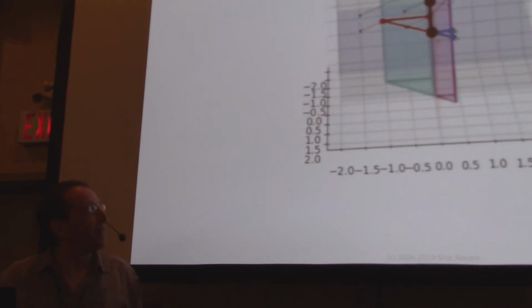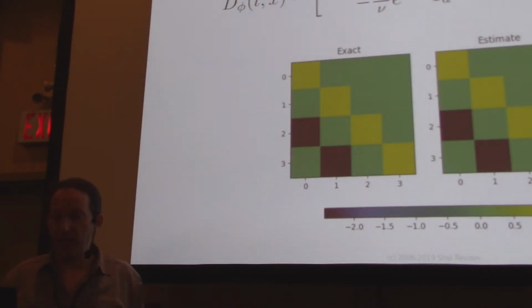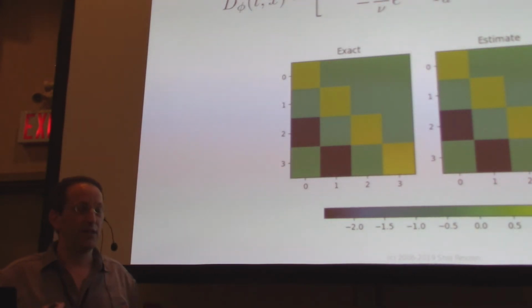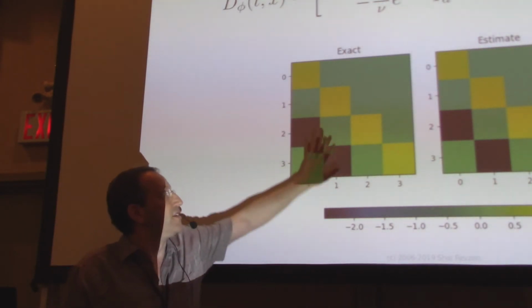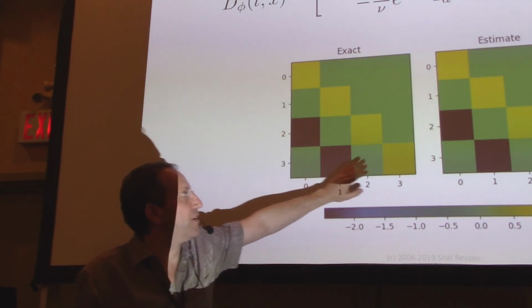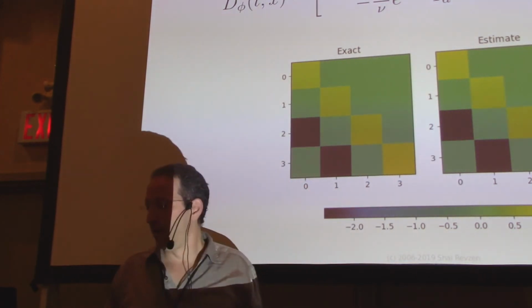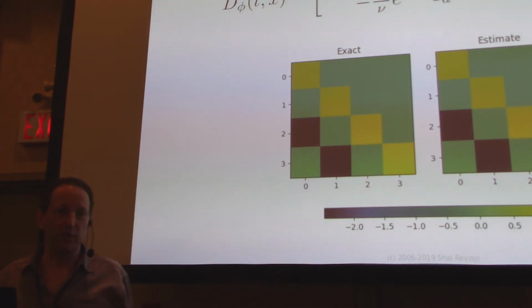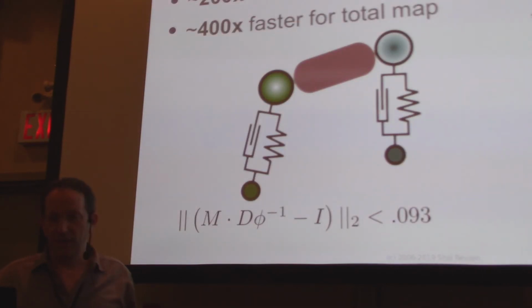here. We validated this on a case that has a closed form solution where we know exactly what each of these derivative pieces are. This is the exact calculated derivative represented visually. This is what we get from our estimate. We can't tell the difference. That's pretty much down to numerical precision. And then we did a slightly more interesting physical example.